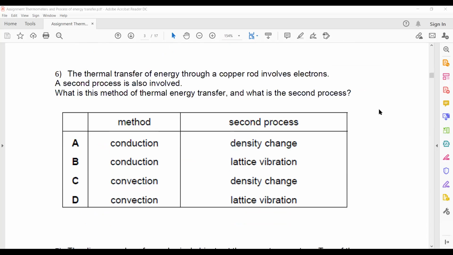The thermal transfer of energy through a copper rod involves electrons and a second process. What is the method of thermal energy transfer and what is the second process? Yeah, show your participation, everyone. Try to participate so that it shows your understanding of the topic.